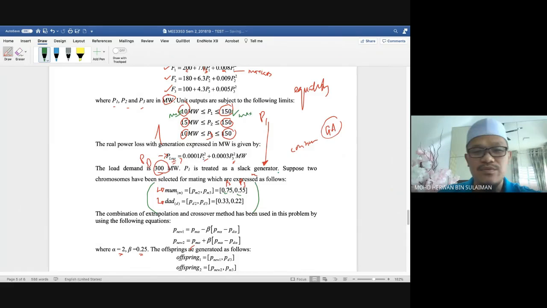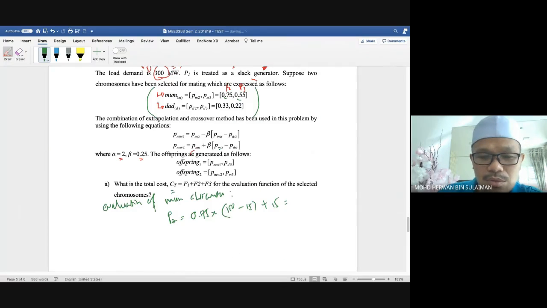Or 15. Need to look at P2 because now it's P2, right? P1 is our select generator, so P2 is 150 and 15. So 0.75 times your max minus your minimum plus your minimum. So you get 116.25 megawatts.